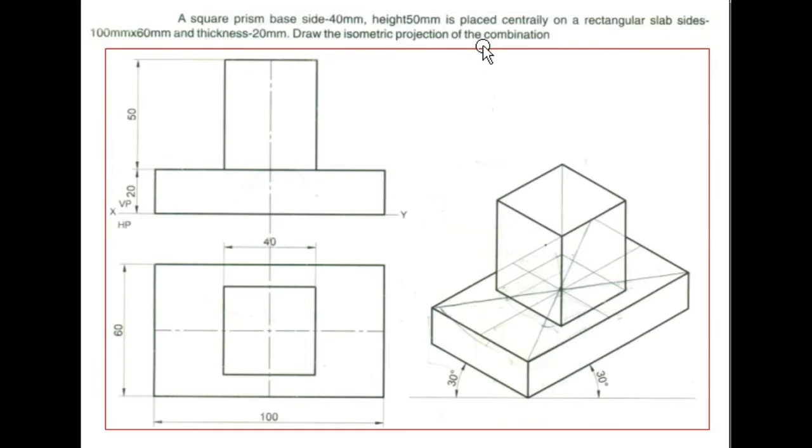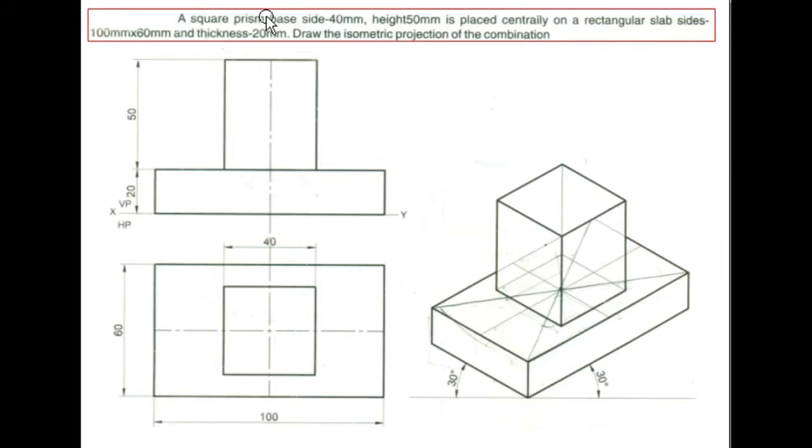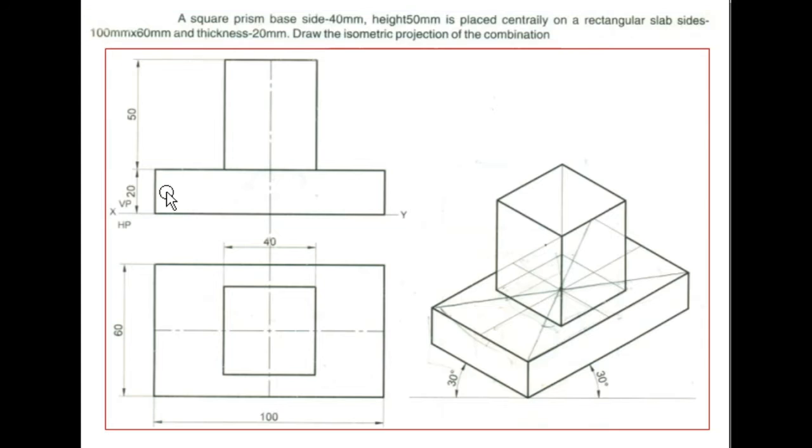So initially what we have to check? We have to check whether it is a 2 combination or 3 combination. Here it is a 2 combination because one solid object is a square prism and another one is a rectangular slab. On the rectangular slab, a square prism has been centrally placed. So initially a 2D representation has been shown here.